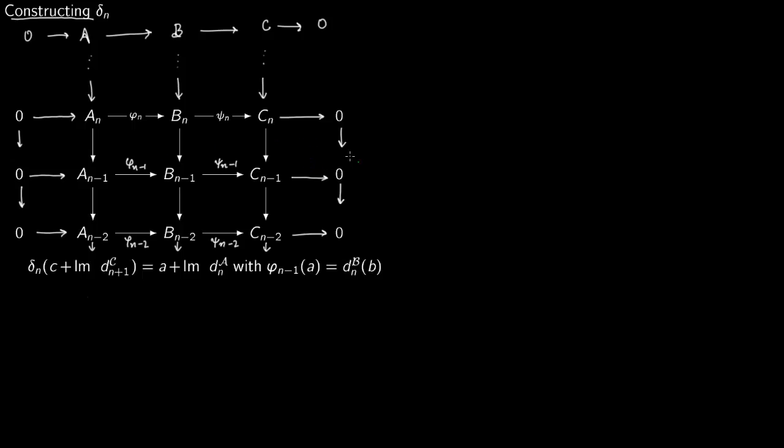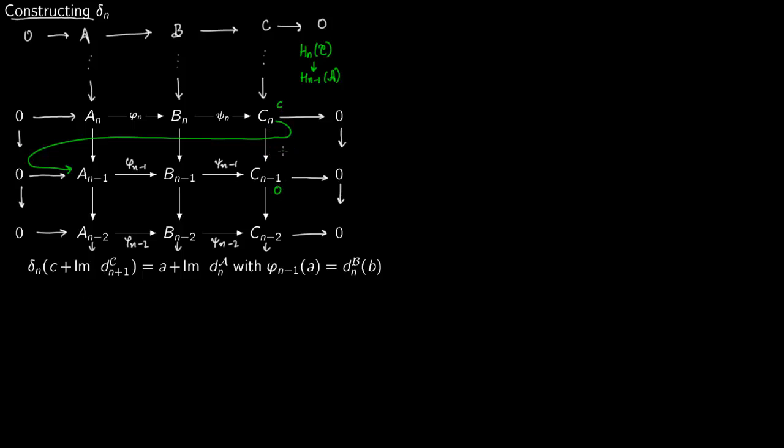So we know that the map delta n basically goes from HnC to Hn minus 1 A. So it goes from here and it goes all the way in here. So this is the map we want to construct. So let us do this. So say you have an element C here and we want to find the corresponding element here. So this C, say, gets mapped to 0 here.